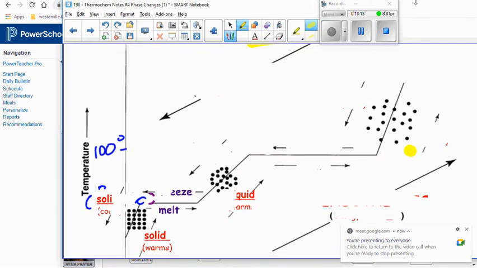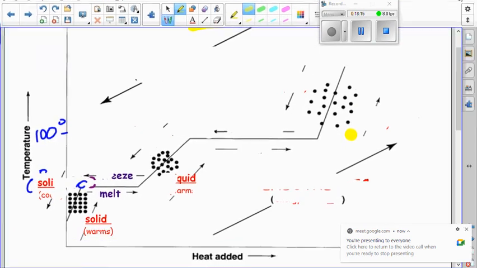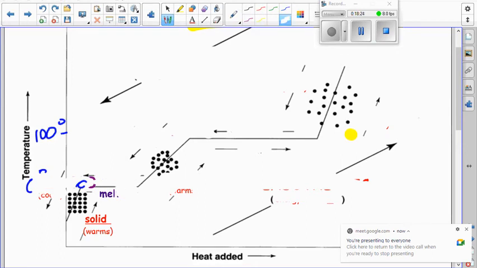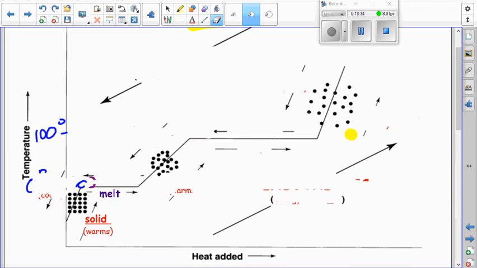The whole time when you're melting, you're at 0 degrees Celsius the whole time. So this whole time you're melting, you're trapped at 0 degrees Celsius, all along this flat line. From the moment the first shard of ice starts to melt to the moment the very last piece of ice melts, it's stuck at 0 degrees.